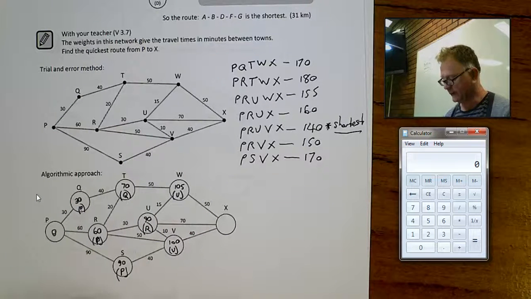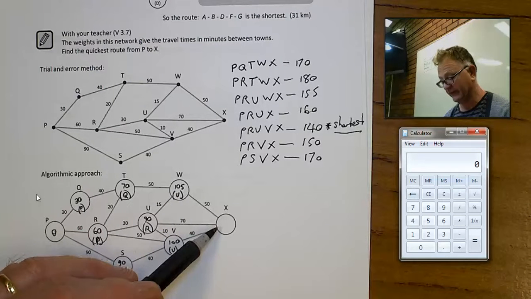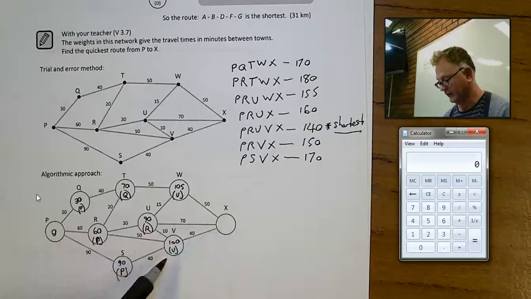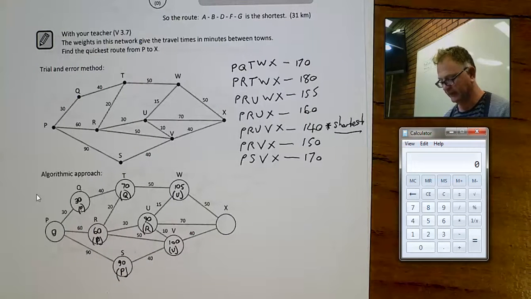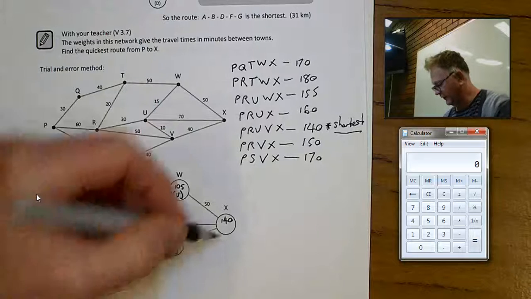And now we've got to our final vertex. There's three ways to get in there. We could come in this way, 155 minutes, this way, 160 minutes, or this way, 140 minutes. The quickest way to come in is this way, 140 minutes, and it's coming from V.